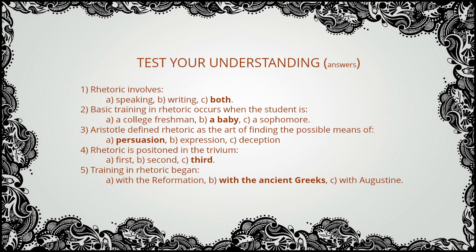Number 3, Aristotle defined rhetoric as the art of finding the possible means of persuasion. That's A. B, expression, or C, deception. And the answer is A, persuasion. Number 4, rhetoric is positioned in the trivium. A first, B second, C third. The answer is C third. And in number 5, training in rhetoric began A with the Reformation, B with the ancient Greeks, C with Augustine. And the answer is B with the ancient Greeks.